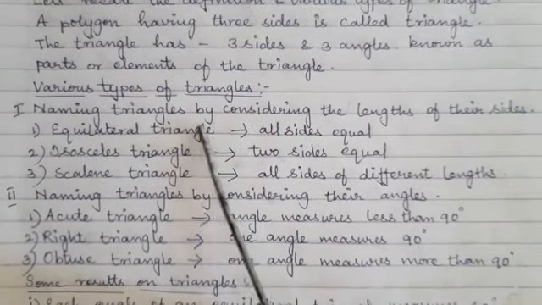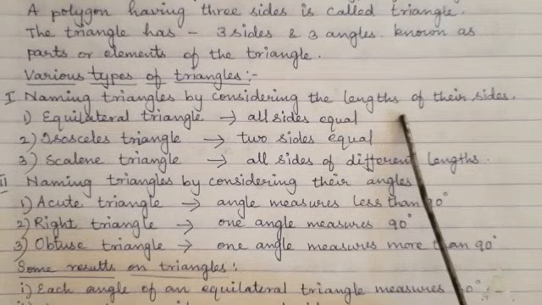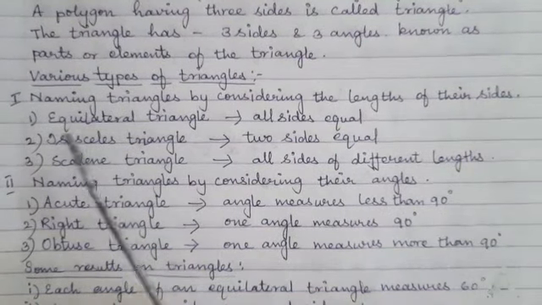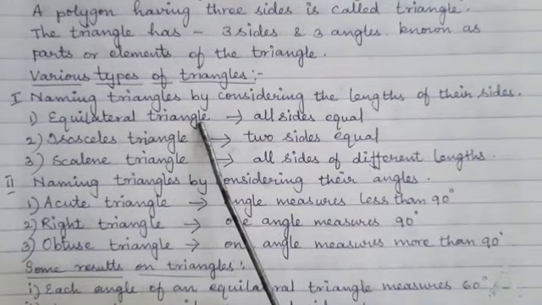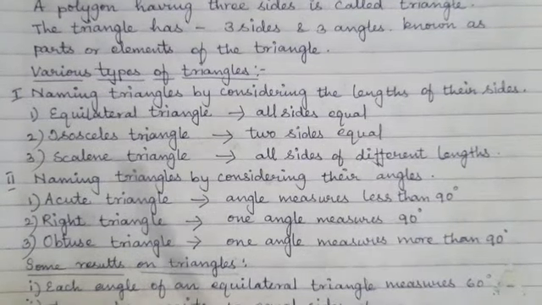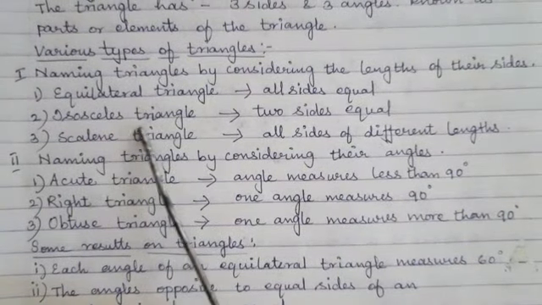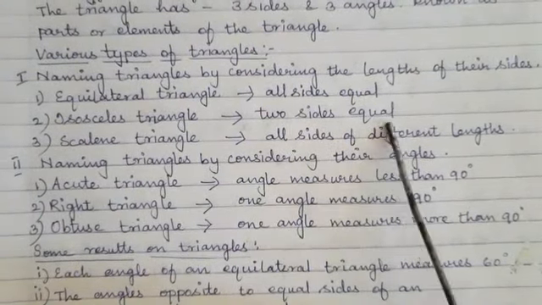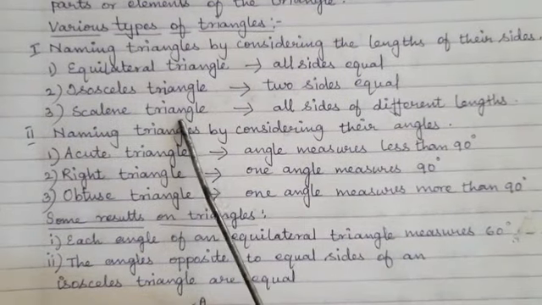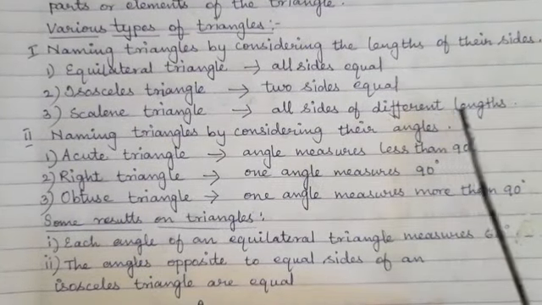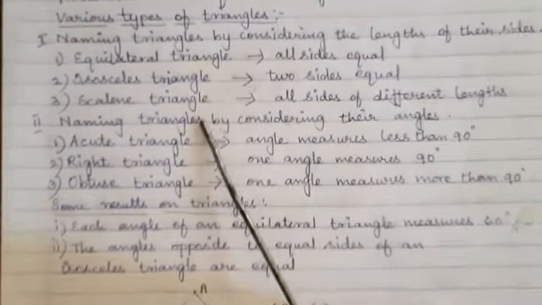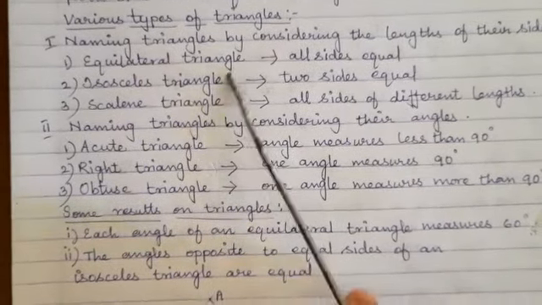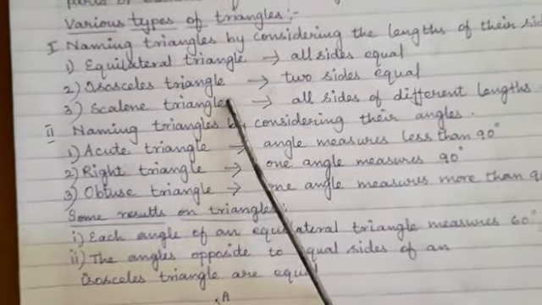Naming triangles by considering the lengths of their sides. Number 1, equilateral triangle: all sides are equal. Number 2, isosceles triangle: 2 sides are equal. Number 3, scalene triangle: all sides are of different lengths. So all these 3 triangles depend upon the lengths of their sides.